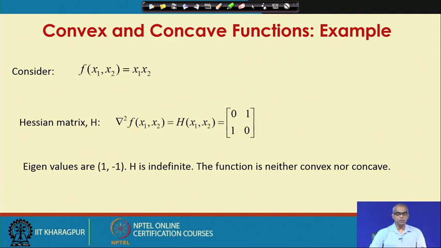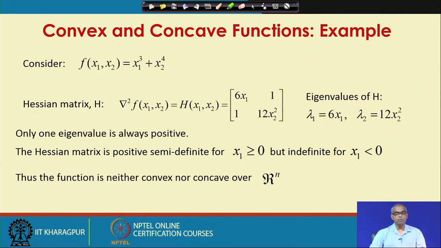Let us consider a function f equal to x1 into x2. Is this function convex, concave, or neither? Find the Hessian, which is [0 1; 1 0], and the eigenvalues are 1 and minus 1. One eigenvalue is positive, the other is negative. So, this is neither positive semi definite nor negative semi definite, it is indefinite. So, the function is neither convex nor concave.